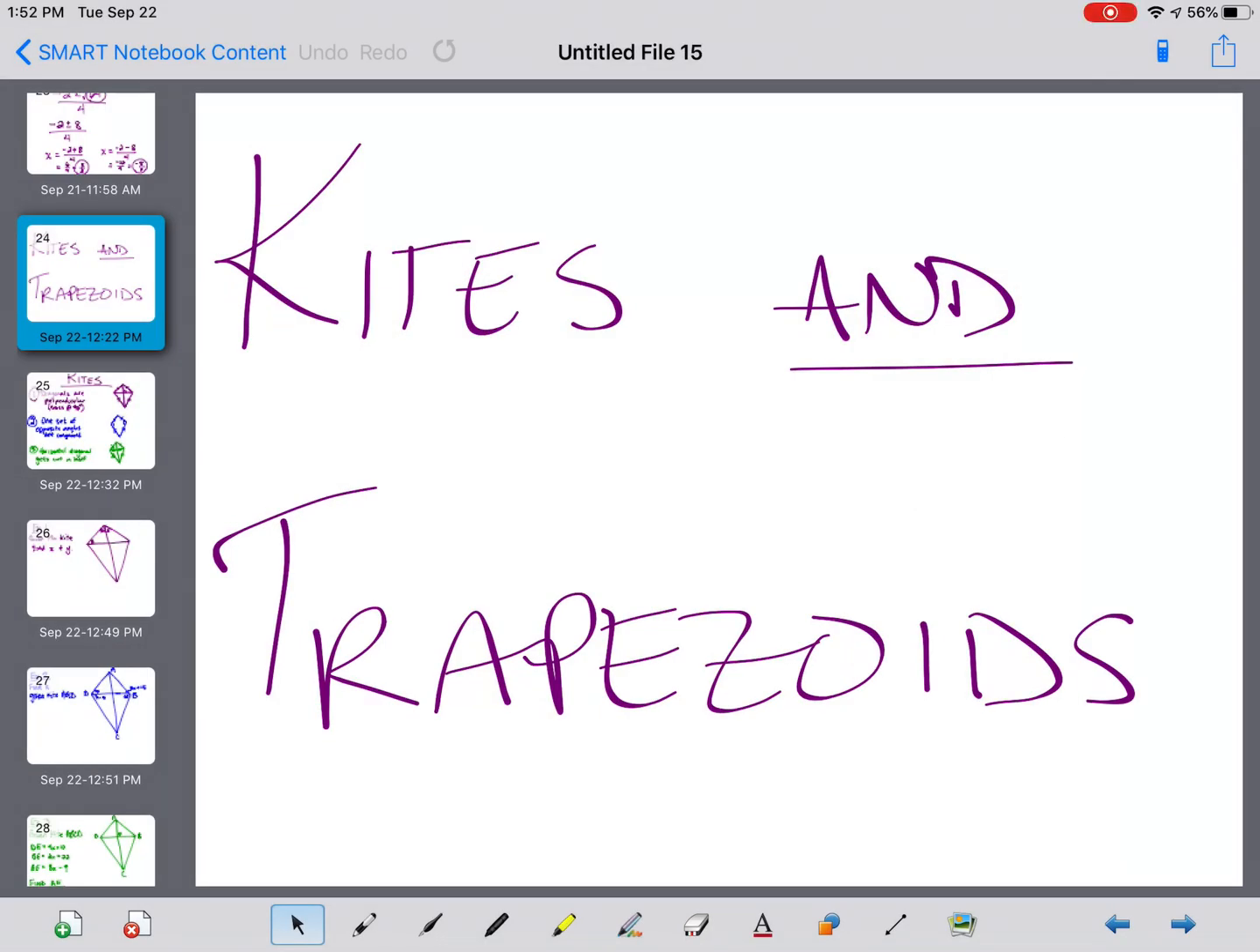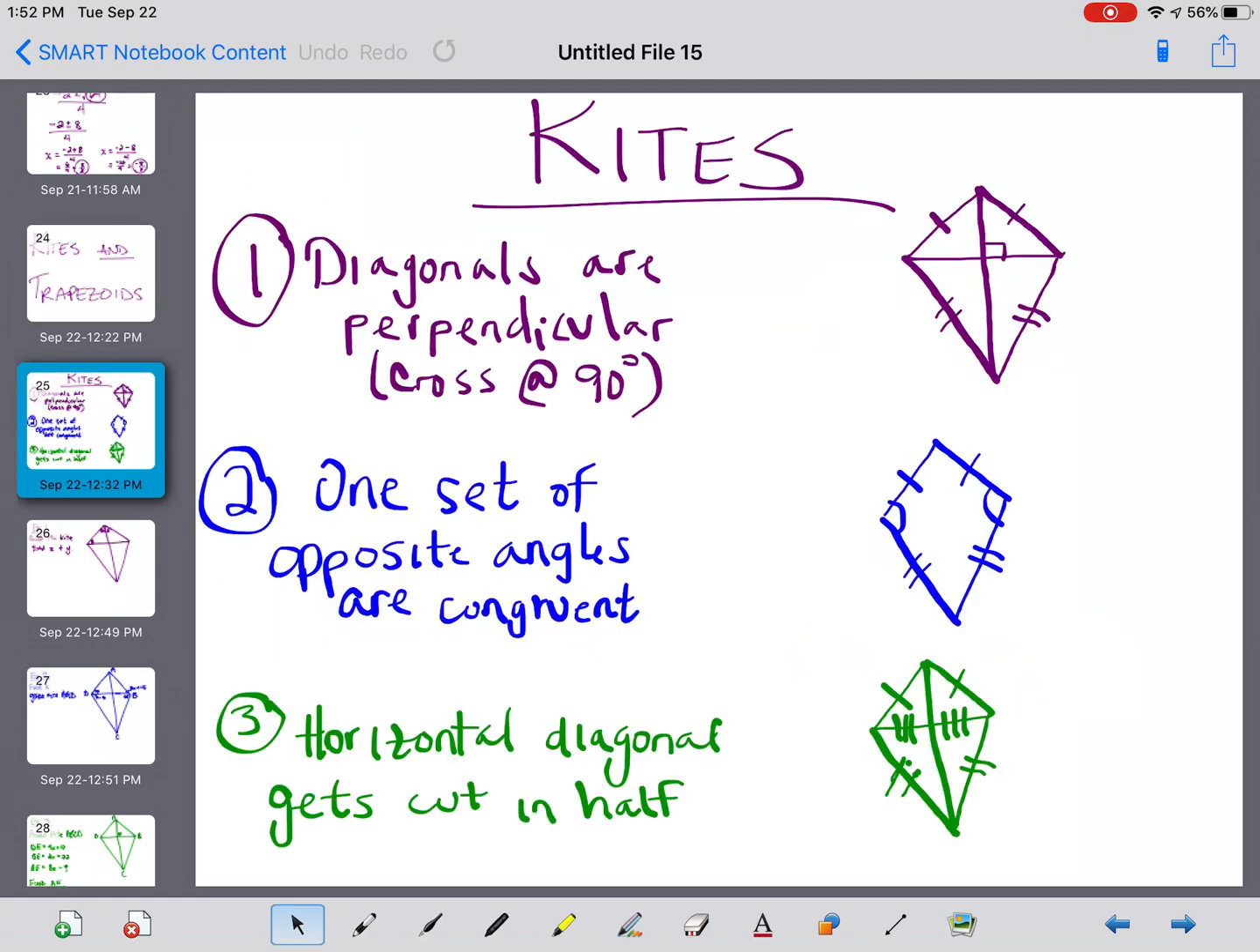Welcome to this lesson on kites and trapezoids. When you open up the lesson page, you should have your kite notes where there are three main ideas with a kite that you should recognize. First, in a kite, the side lengths, these two sides and the two longer sides, are always equal in every kite that exists.